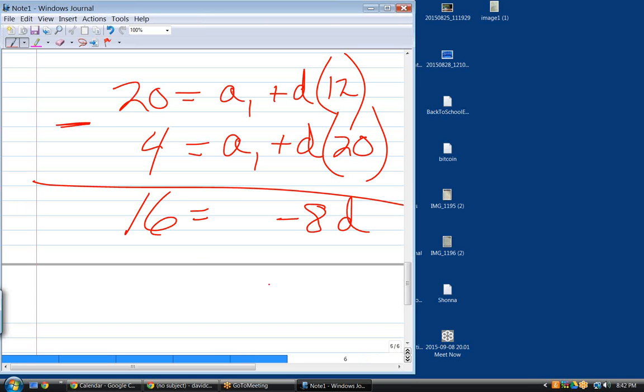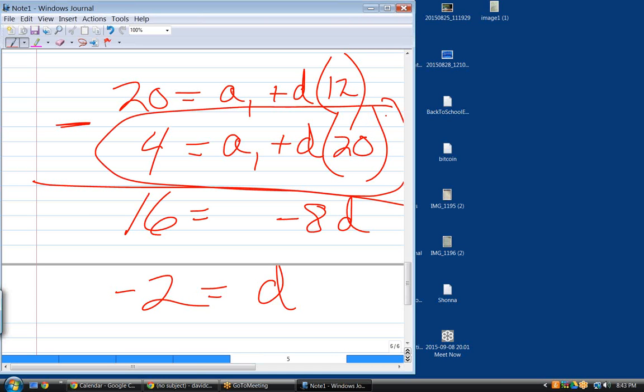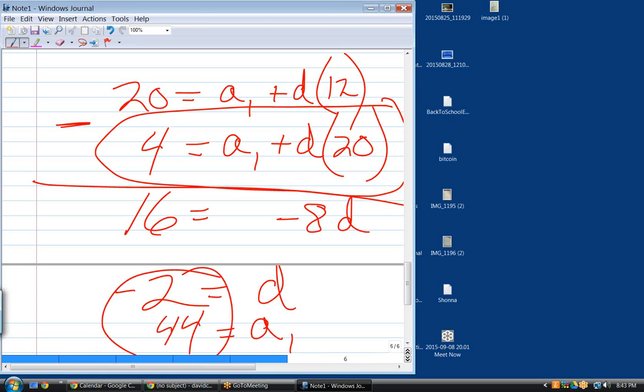And now I've solved for D. D equals minus 2. Well, once you solve for one of the variables, I can go up into this equation and figure out what a sub 1 is. A sub 1 would have to be 44. In other words, if I substitute minus 2 for D and solve for a sub 1, I get a sub 1 equals 44. And those are the only two things I need to write the general equation for that sequence, a sub 1 and D.